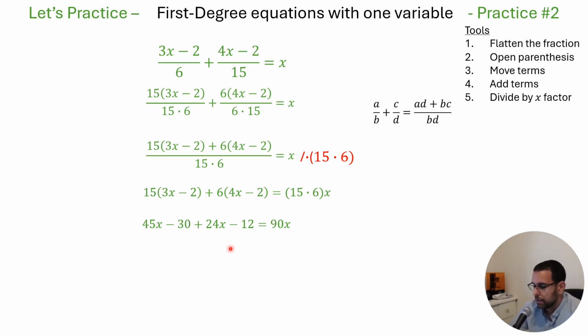Let's move the terms, and they're already good. I moved them on the same step. I moved the 90 to the left and the 12 to the right and the 30 to the right, and I added them on the same step. This way it looks like a jump. Now let's divide by the x factor to get x equal to minus 2.